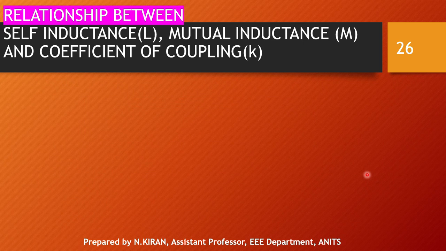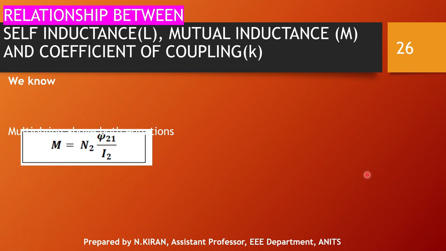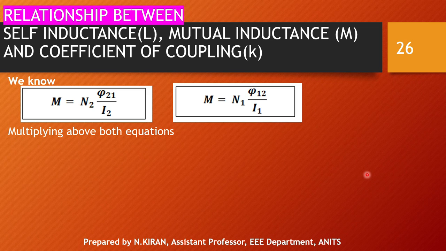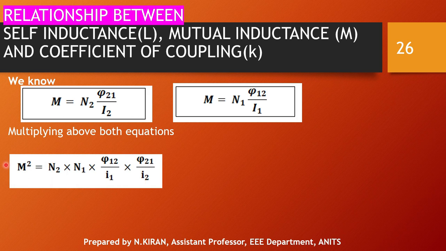Relation between self-inductance, mutual inductance and coefficient of coupling. Let us derive the relation between these three terms. From the expressions obtained in the previous analysis, M is equal to N2 phi21 by I2 and M is equal to N1 phi12 by I1. Now I'll multiply both equations. I'll get M square is equal to N1 N2 into phi12 by I1 into phi21 by I2.